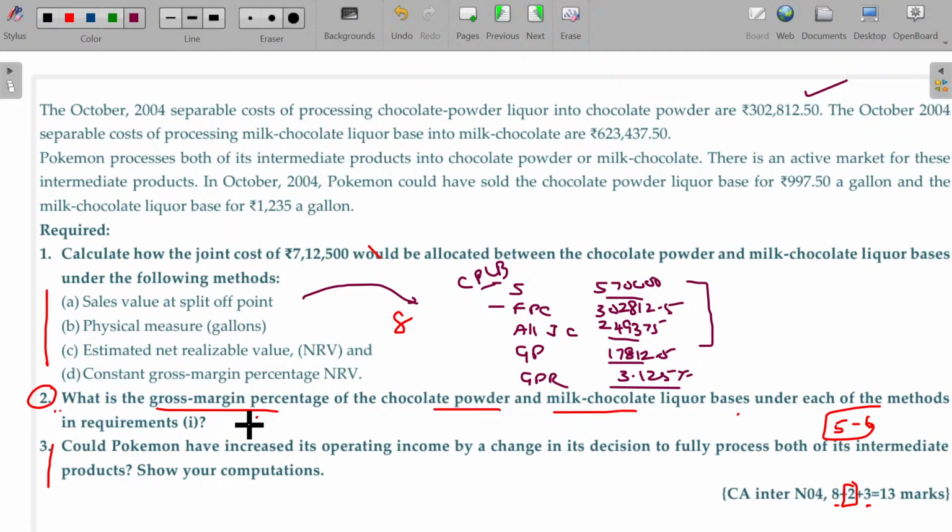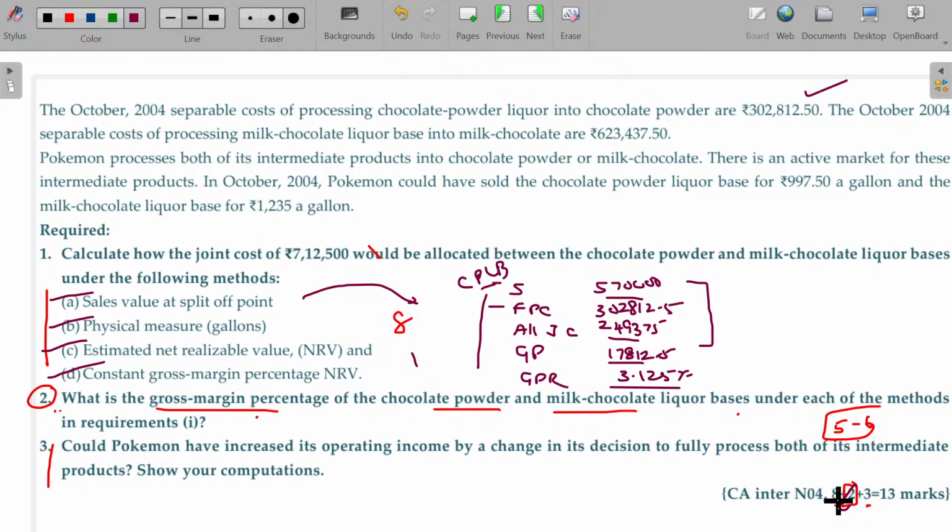Similarly, you have to calculate for the physical measures and estimated NRV method. Under constant GPR method it is 8%, there is no doubt. For ABC, you have to calculate separately. For this calculation, it carries only less than half mark, quarter mark only, right? So for all the four, 1, 2, 3, 4, 1 mark for chocolate powder liquor base. Similarly, you have to calculate for the milk chocolate liquor base, for that 1 mark, so 2 marks will be there.